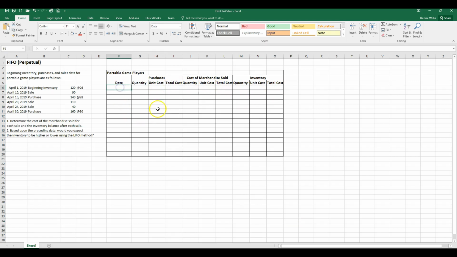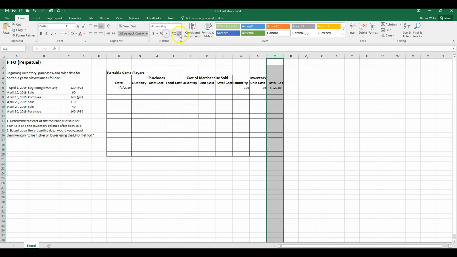Okay, so let's just start here. We have our beginning inventory on April 1st, 2019, and we're going to go over here and say we had 120 units. Each unit cost us $26 apiece. That's just based on this information right here. And this is just a multiplication: 120 times 26. The inventory we're starting out with has a value of $3,120.